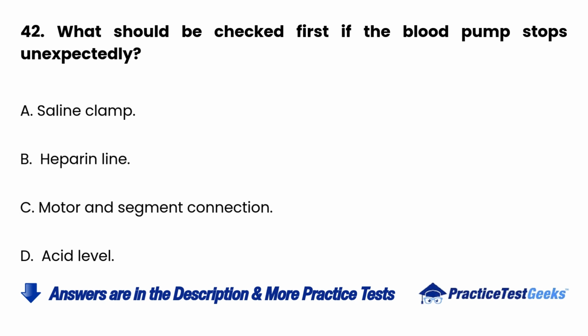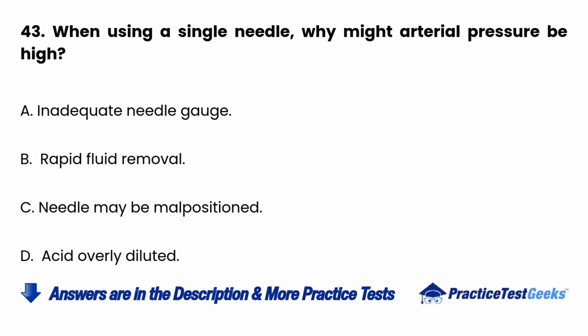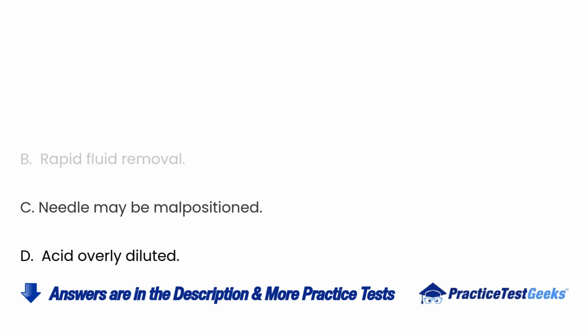42. What should be checked first if the blood pump stops unexpectedly? A. Saline clamp. B. Heparin line. C. Motor and segment connection. D. Acid level. 43. When using a single needle, why might arterial pressure be high? A. Inadequate needle gauge. B. Rapid fluid removal. C. Needle may be malpositioned. D. Acid overly diluted.